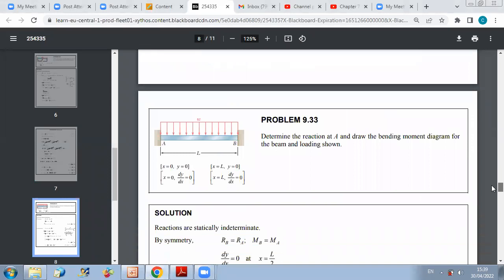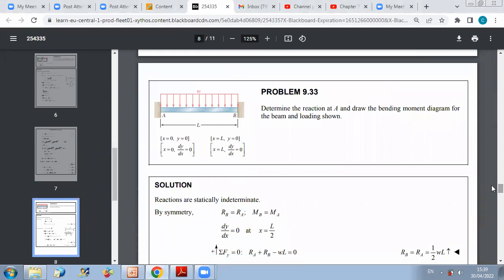Another problem: determine the reaction at A and draw the bending moment diagram for the beam and loading shown. So again, we are repeating the same ideas. Here we have first a statically indeterminate beam, because I have 3 unknowns at A. I have AX, I have AY, and I have a bending moment. So you can assume a direction for MA. And same for B, I have also a fixity.